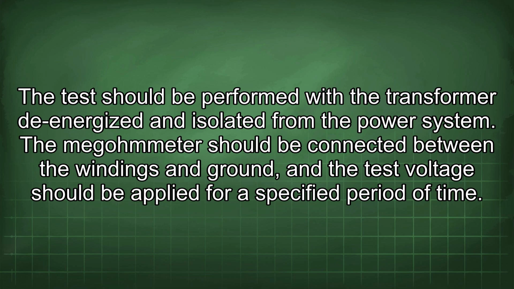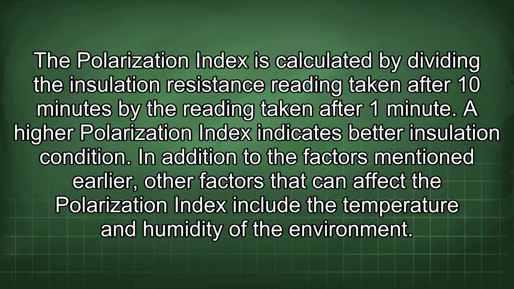The megohmmeter should be connected between the windings and ground, and the test voltage should be applied for a specified period of time. The polarization index is calculated by dividing the insulation resistance reading taken after 10 minutes by the reading taken after 1 minute. A high polarization index indicates better insulation condition.